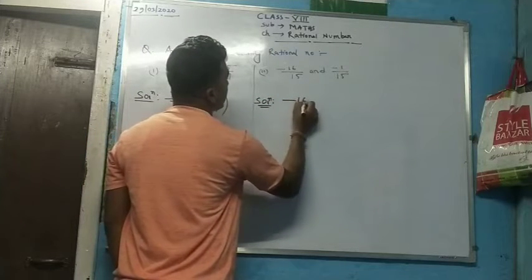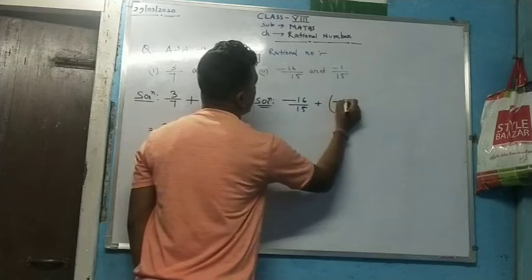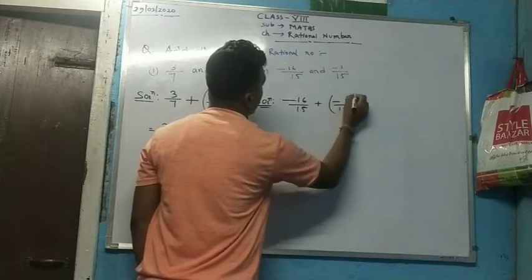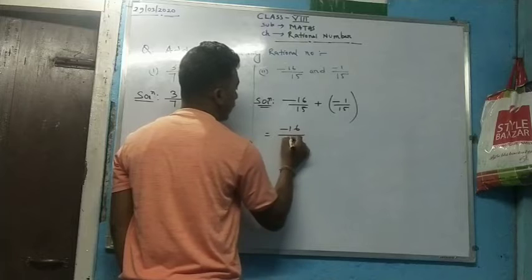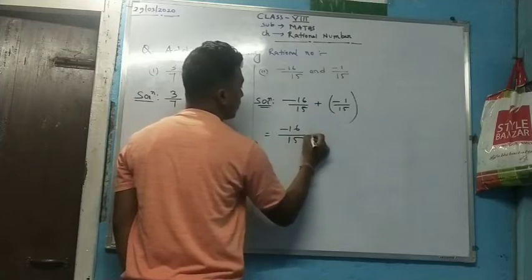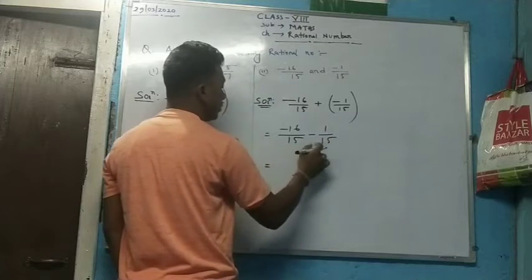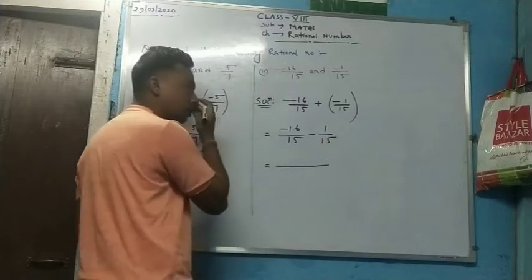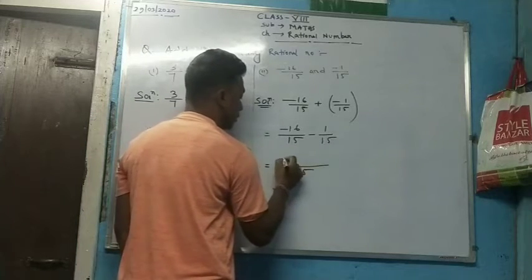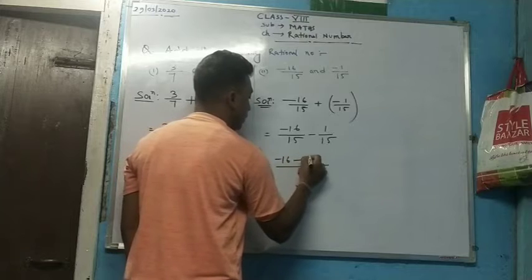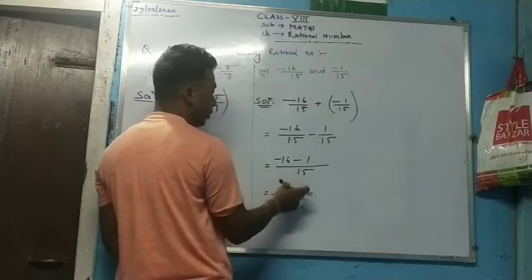It is given minus 16 by 15 plus minus 1 by 15. So it will be minus 16 by 15 plus minus, minus 1 by 15. I have already told you if the denominator is the same, there is no problem at all. You don't need to find the LCM. Just keep 15 and put the numbers above as they are: minus 16, minus 1, and in the denominator it will be 15.